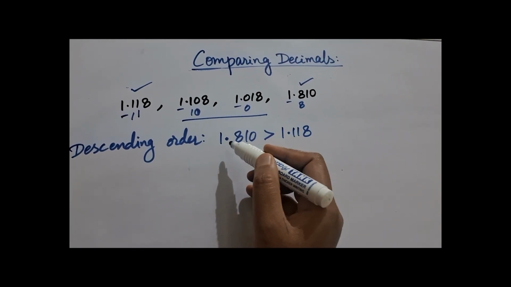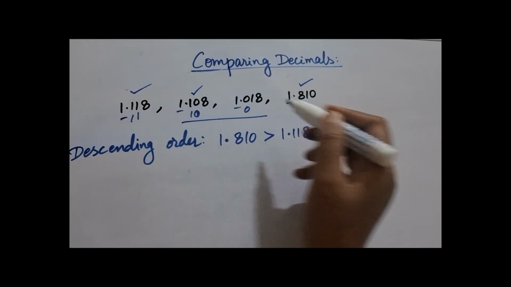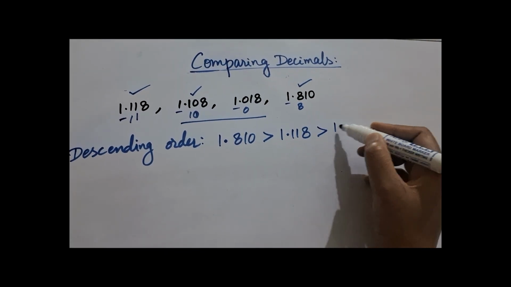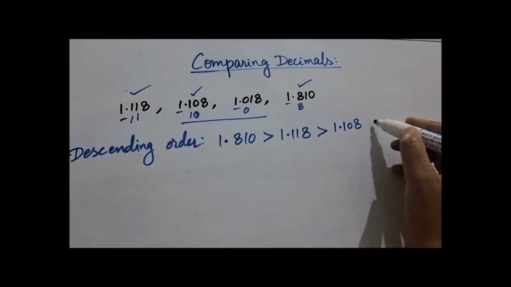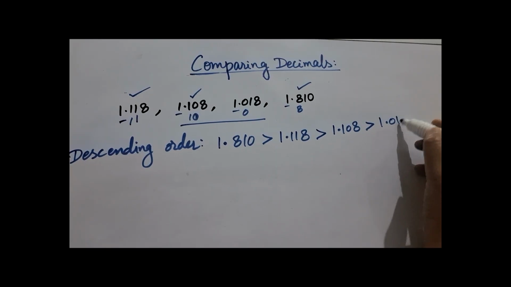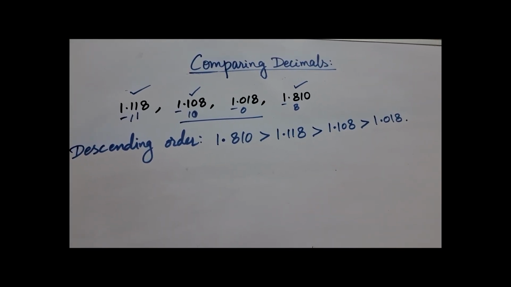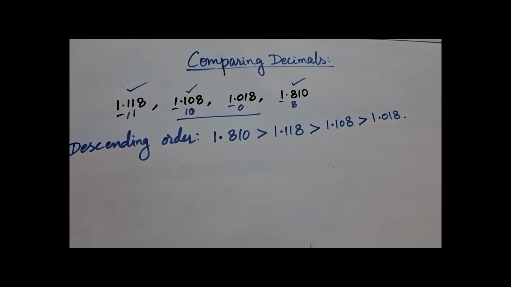Comparing these two now, because these two are left over, here we can see that this is the next big number, 1.108. And finally this one. Okay, children. In this way we need to compare decimal numbers.